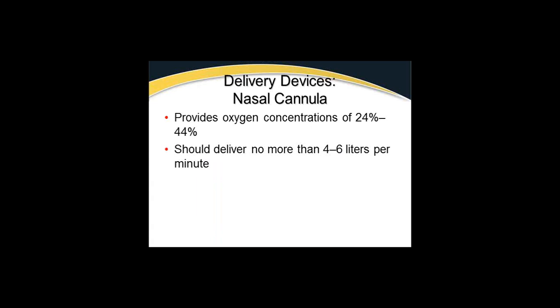They typically will give you around 24 to 44% oxygen, and you should deliver no more than 4 to 6 liters per minute. 6 is really the max. You can go as low as it'll go, a quarter liter in most cases. We usually will say it's a 1 to 6 liter per minute device, just as is marked in the book there.